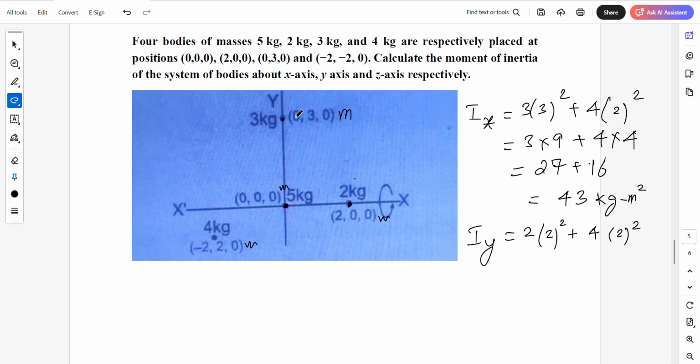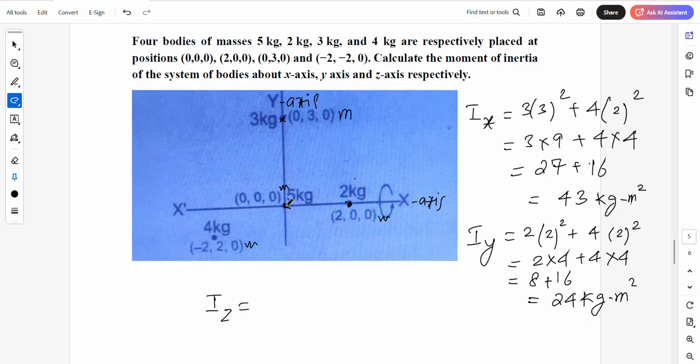And then when you consider the y-axis, this is the x-axis, right? And this is the y-axis. For the y-axis, this will not be there, this will not be there. Only 2, that is 2 at a distance of 2 the whole square plus 4 at a distance of 4, that is 2 into 4 plus 4 into 4. How much is this? 8 plus 16 is equal to 24 kg meter square. Hope you understood this.